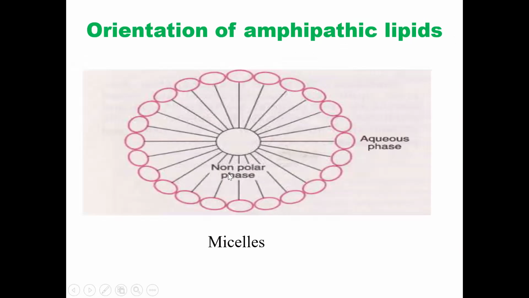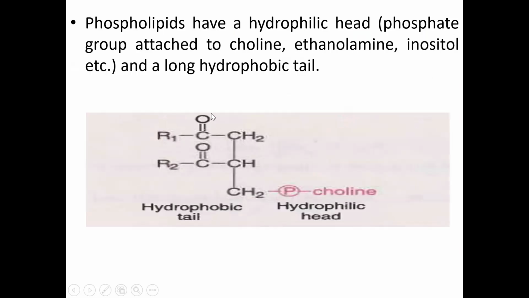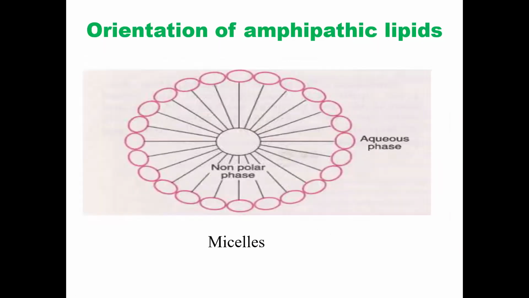So structurally, this is the hydrophobic tail from the glycerol backbone to the fatty acid hydrocarbon, and the hydrophilic head can be said to be the choline substituent group or the ethanolamine, as the case may be. So let's look at the orientation of these amphipathic lipids in the membrane.